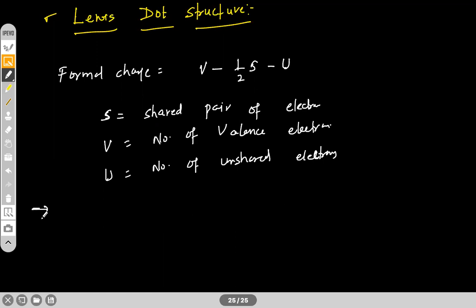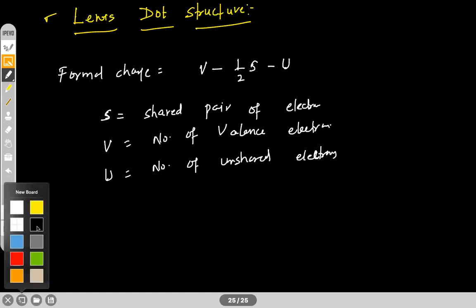Yes? Okay. With examples only you will understand the rules that you have written. Suppose the first molecule I am taking is carbon tetrachloride, CCl4. We need to draw the Lewis dot structure of this.